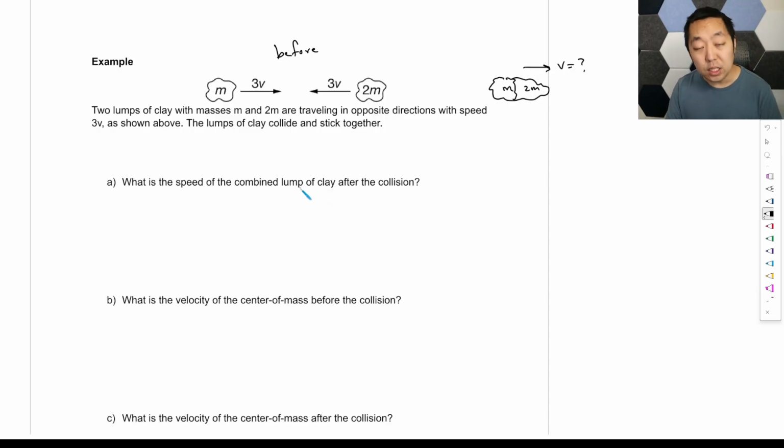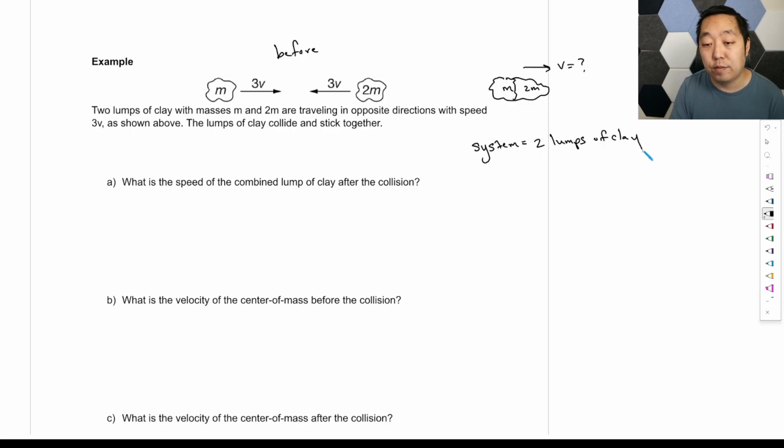So here's the whole idea of our system. In general, if you're not told, we're just going to say the system is both objects, because I don't want to deal with the forces that each block is experiencing on each other. So the system's going to be the two lumps of clay. That's step one in our process: identify the system. Now we want to draw a free body diagram of our system here. So our system is this.